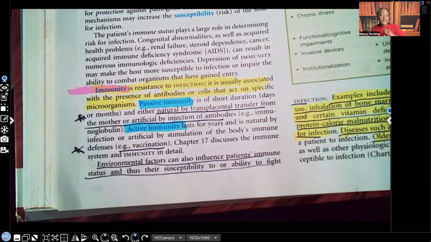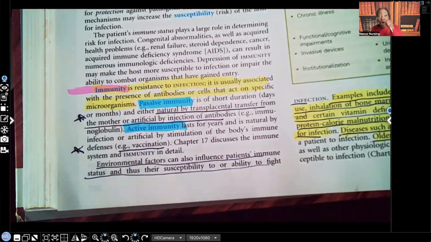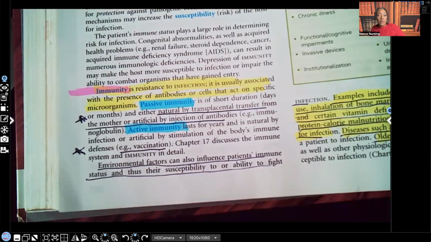Do not confuse vaccination for passive immunity. Vaccination is active immunity. Here's why. When you get a vaccine, you get a very diluted, minute amount of whatever that virus is, and it makes your own body produce its own antibodies. So your body producing those antibodies, your body working, is active immunity.